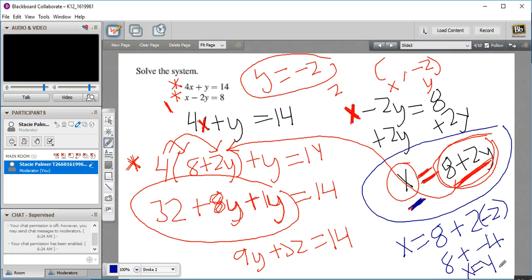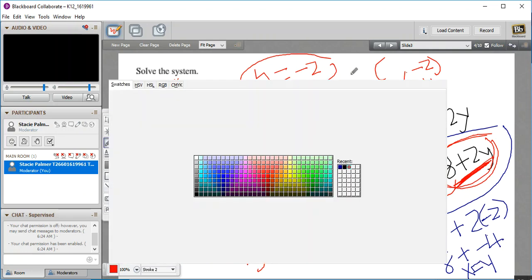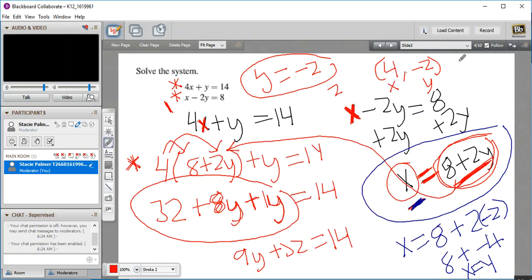So when the y is negative 2, the x is 4. So this is the solution to our system. We know that if we were to graph these two lines on the same coordinate plane, they would cross right here at 4, negative 2. And we found that by using the substitution method instead of graphing.